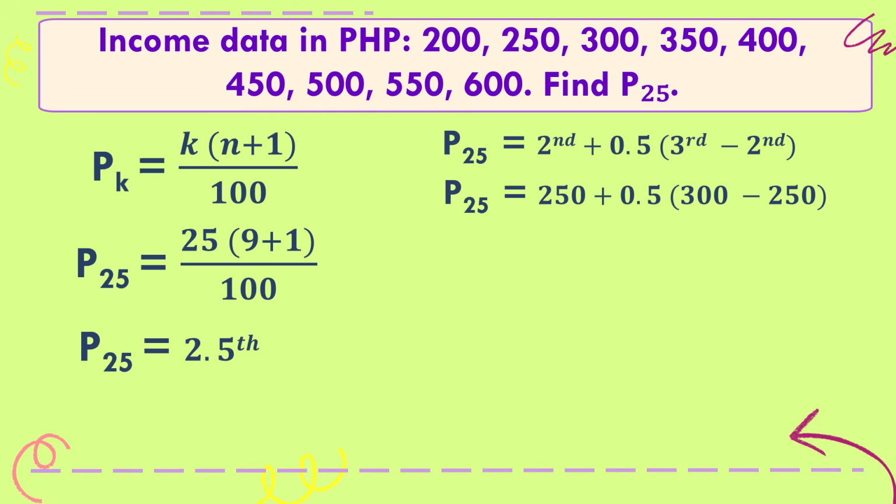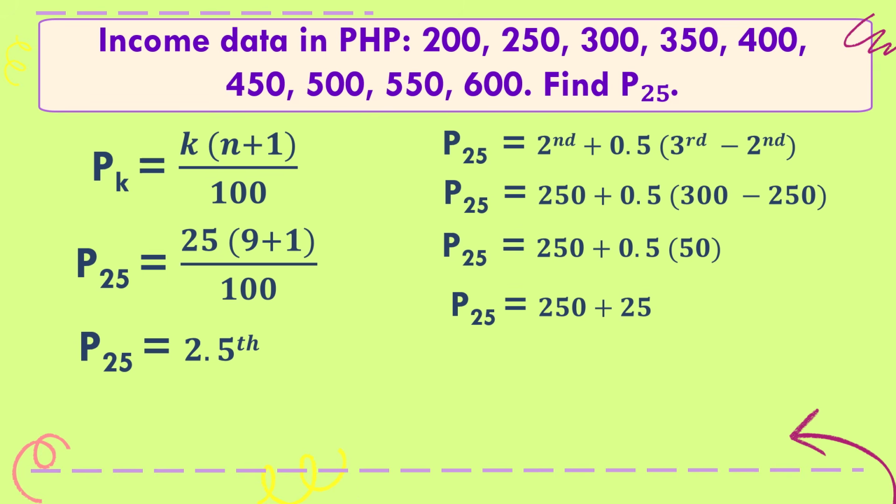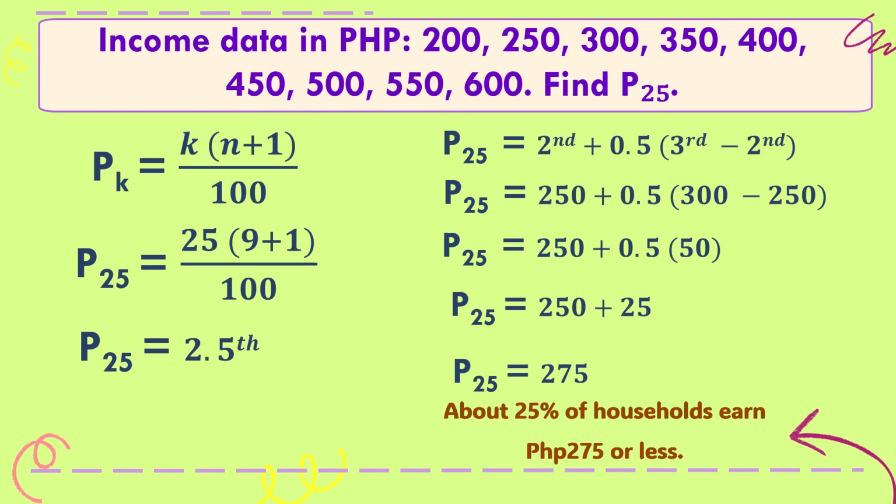250 plus 0.5 times the third, 300 minus 250. So copy 250, copy 0.5, and 300 minus 250 is 50. 0.5 times 50 is 25, so 250 plus 25. The answer for percentile 25 is 275. So percentile 25 means 25% of the households earn 275 pesos or less.